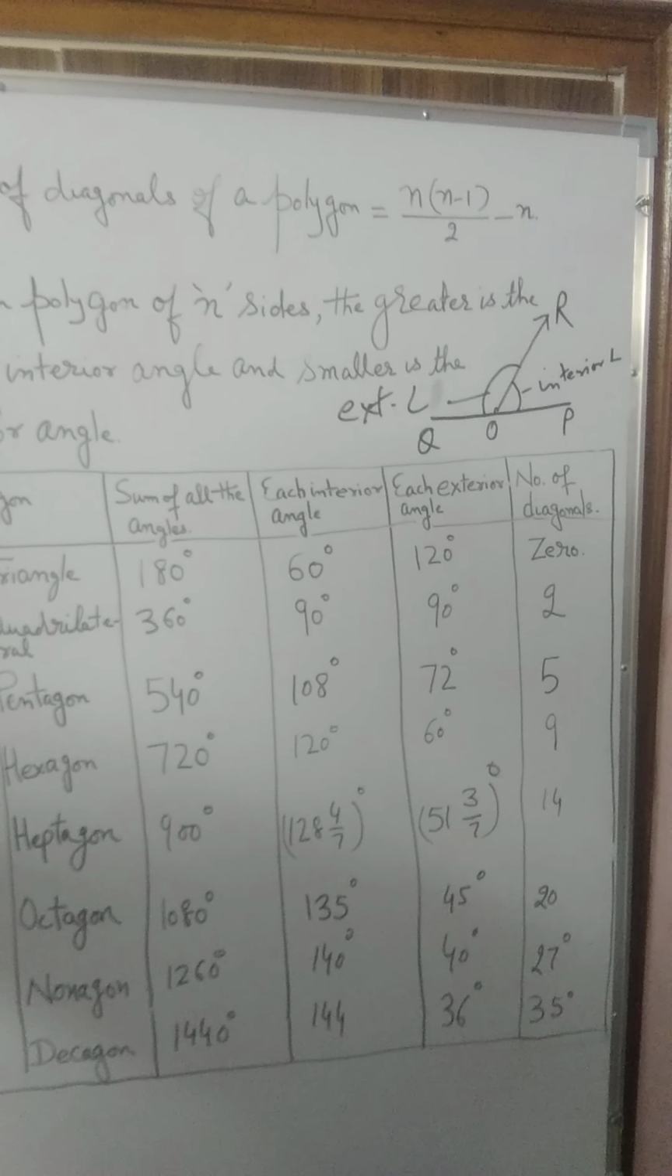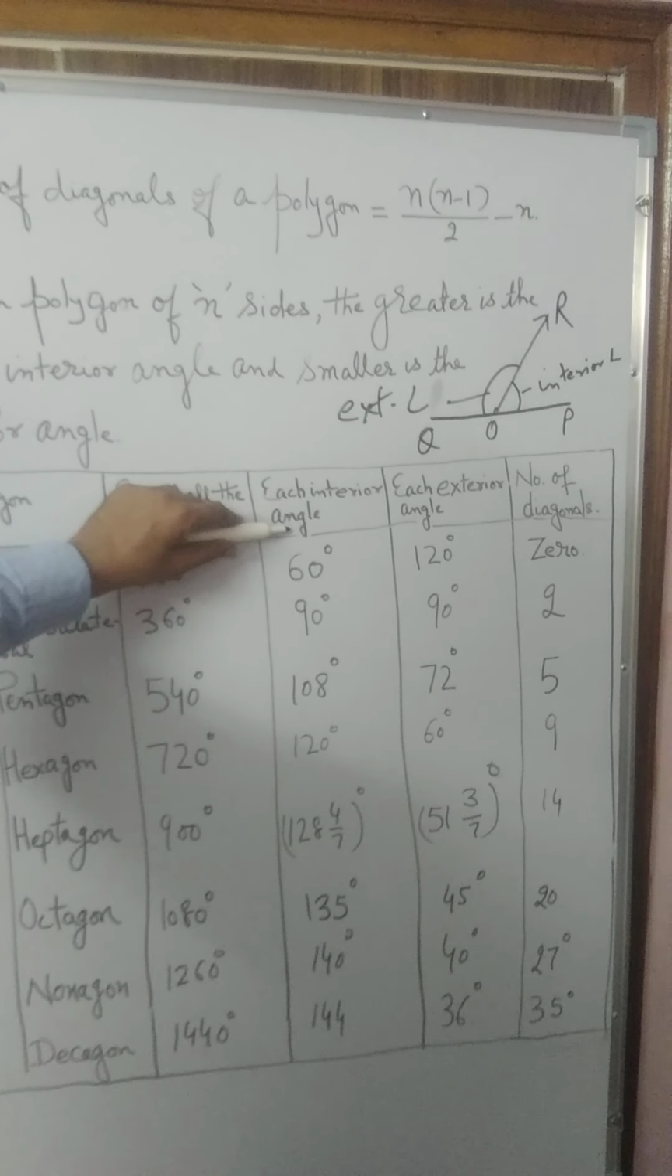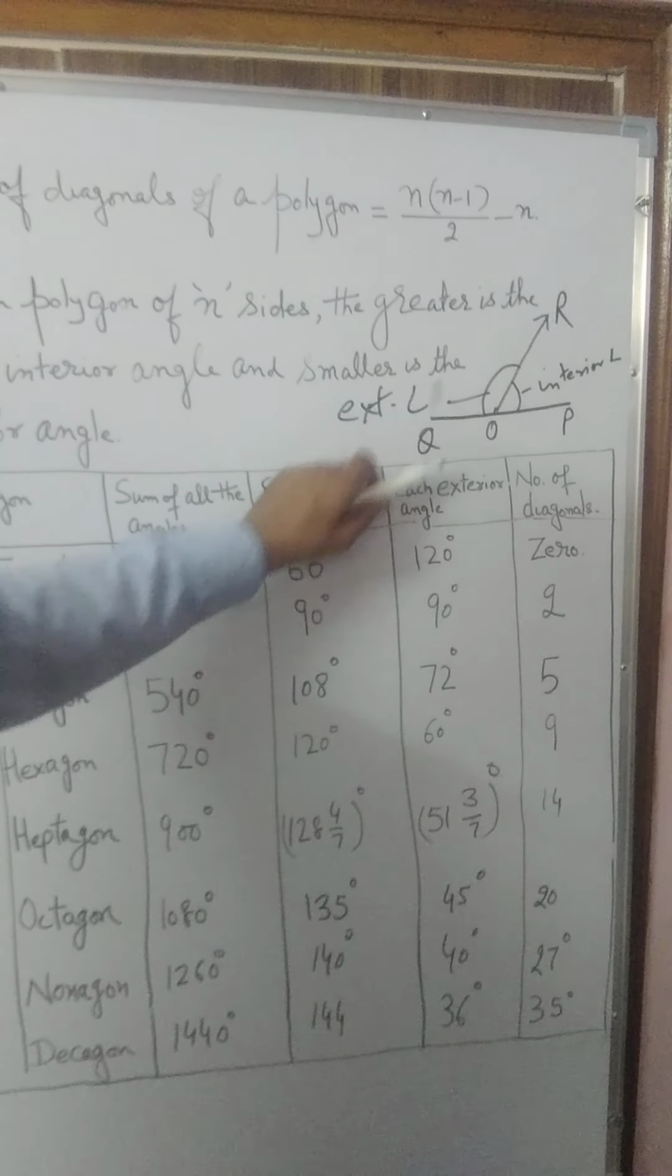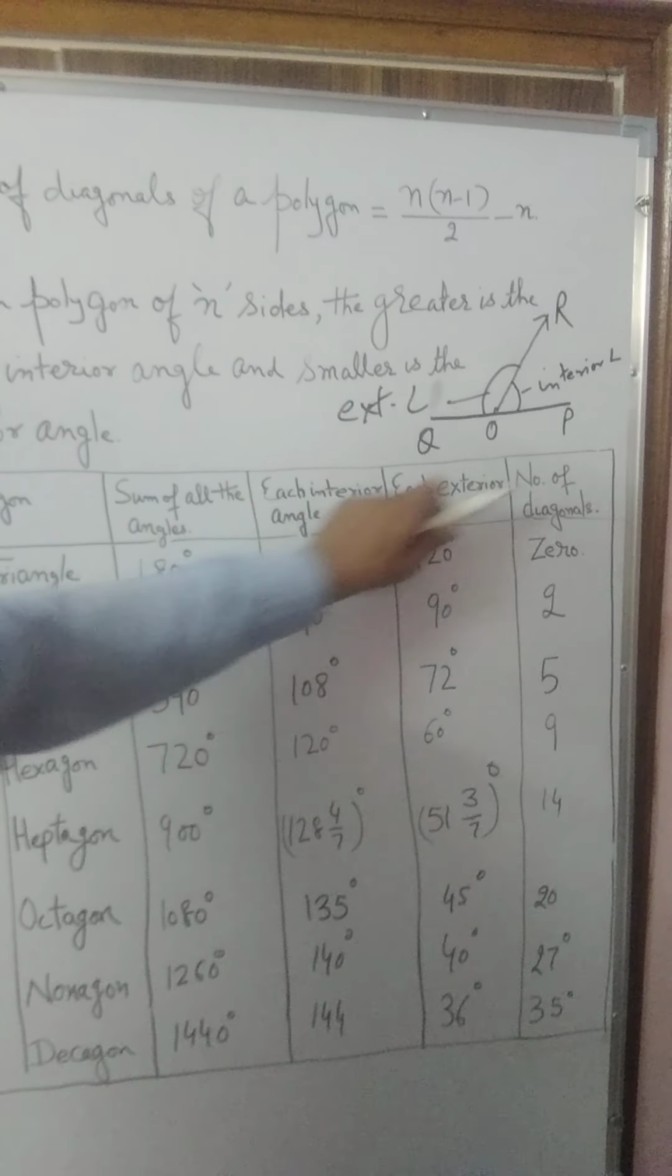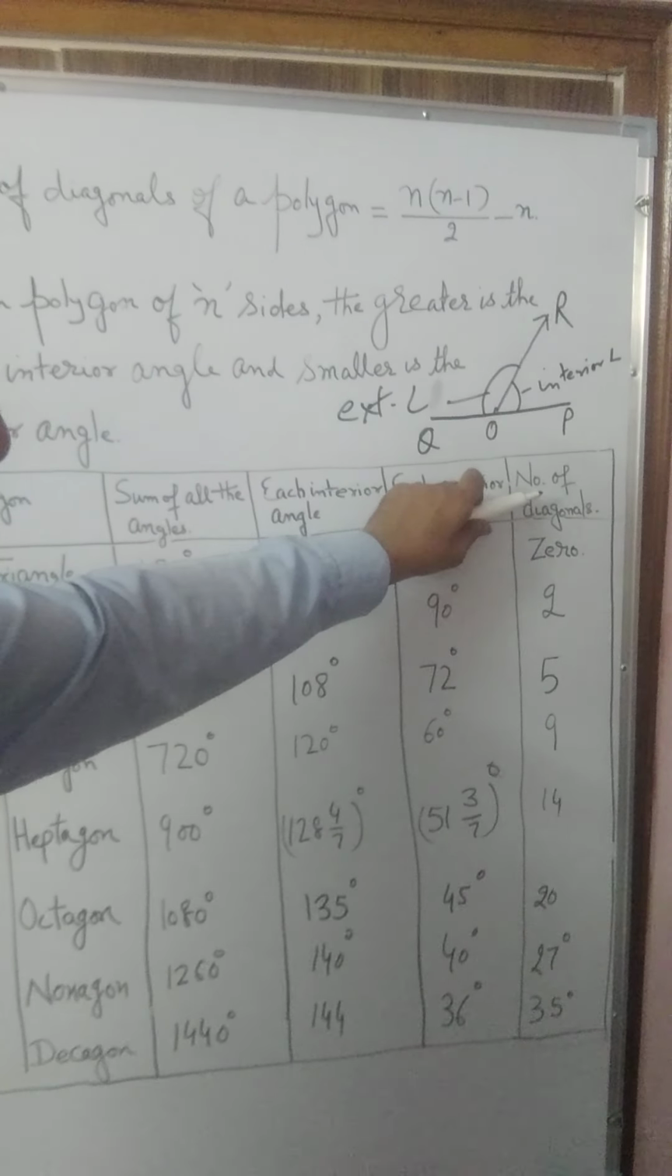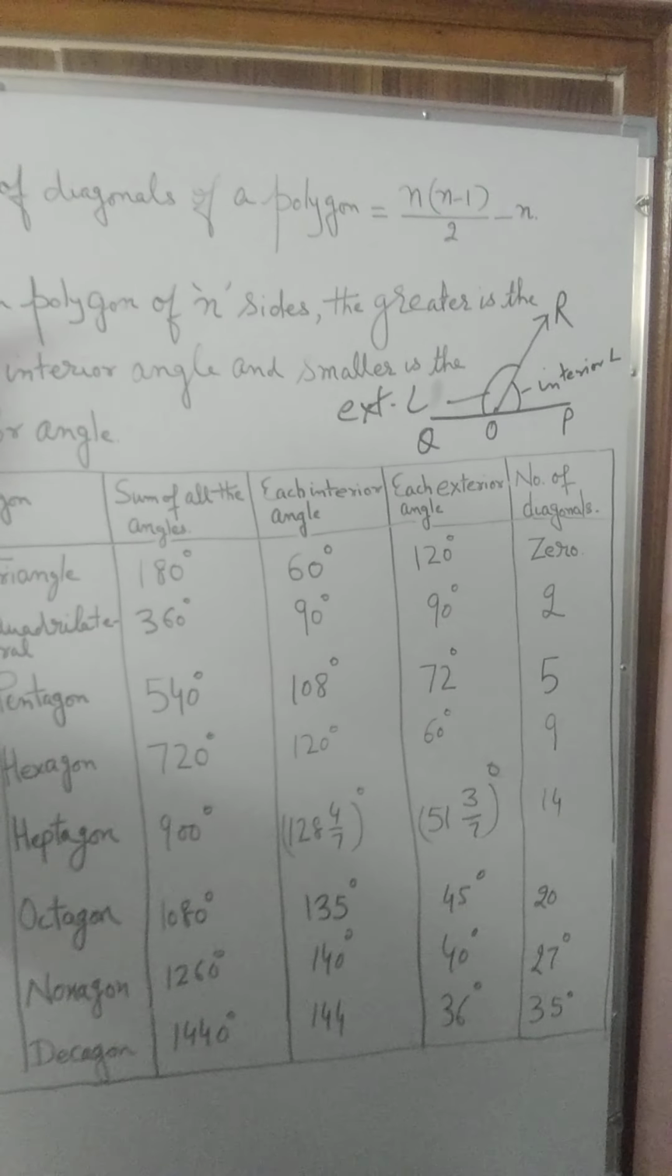Number of sides is one column, then polygon name is number 2, sum of all the angles number 3, each interior angle number 4, each exterior angle number 5, and number of diagonals 6. All the 6 properties of polygon I have explained with the help of a table. Now let us consider the first case.